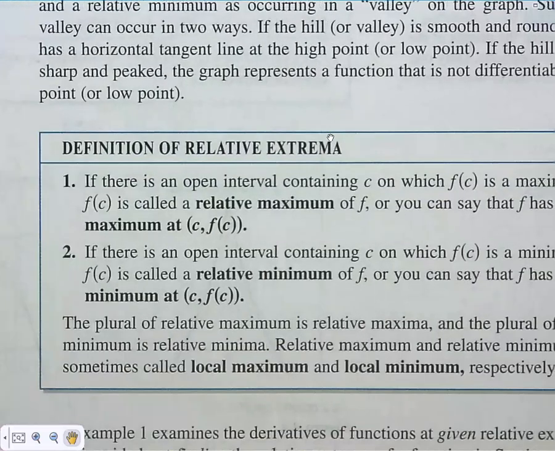And the box there, relative extrema, is the technically correct and yet hard to read definition of relative extrema. The previous box was absolute extrema, the absolute highest value on an interval, or absolute lowest value on an interval. This is just relative max and relative min.